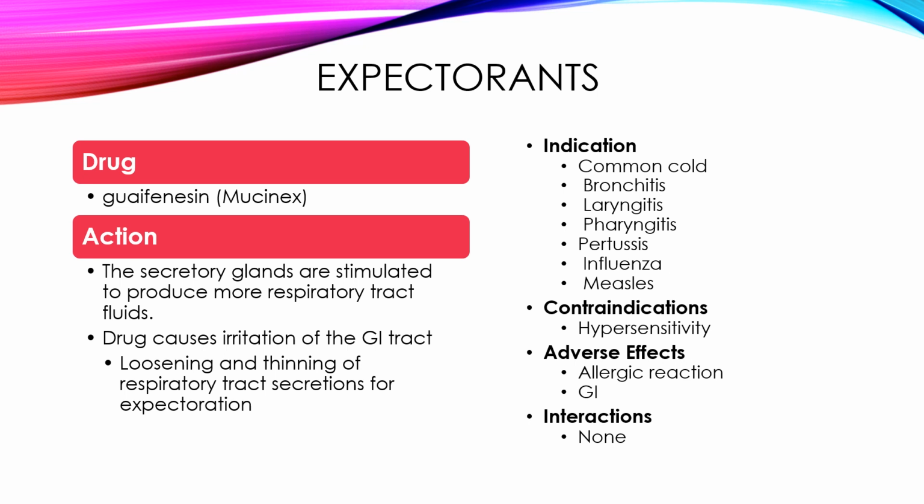So what these medications do is they cause irritation of the GI tract. So that's a big thing. But the glands are stimulated to produce more respiratory tract fluids. So it's trying to loosen things up inside of you. That's basically what it's doing. It's loosening and thinning the secretions in your respiratory tract so that you can cough it up and get it out. Okay?